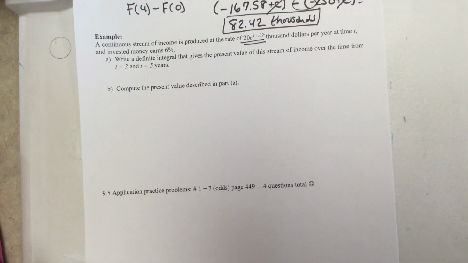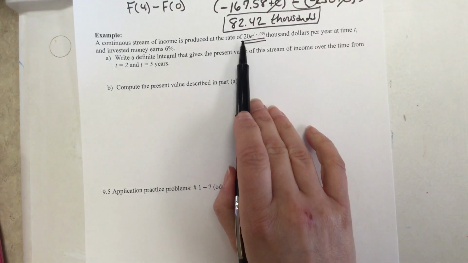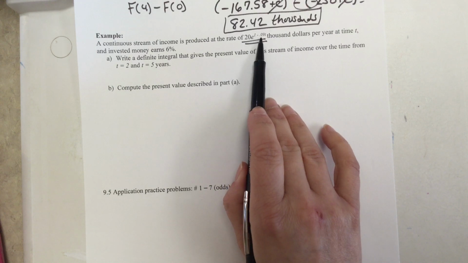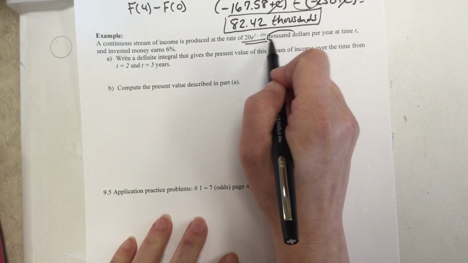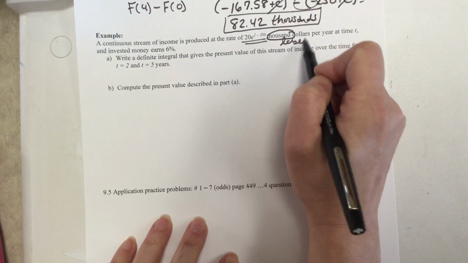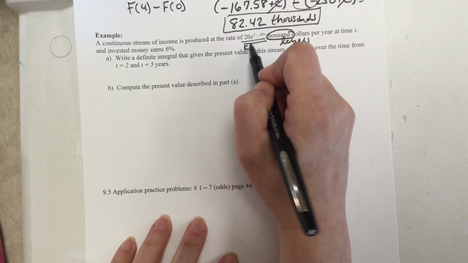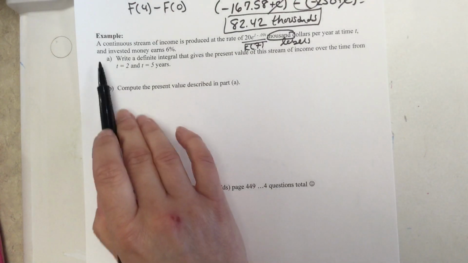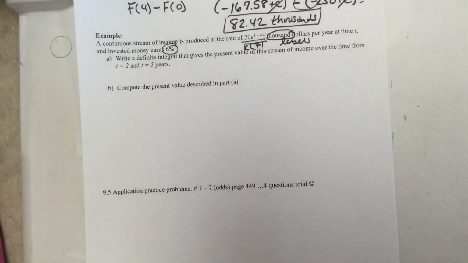A continuous stream of income is produced at a rate of 20e^(1 - 0.09t) thousand dollars. So again, we got a label: $1,000 per year. This is K of t, the rate per year, with time of t as our variable. And the investment is at 6%.